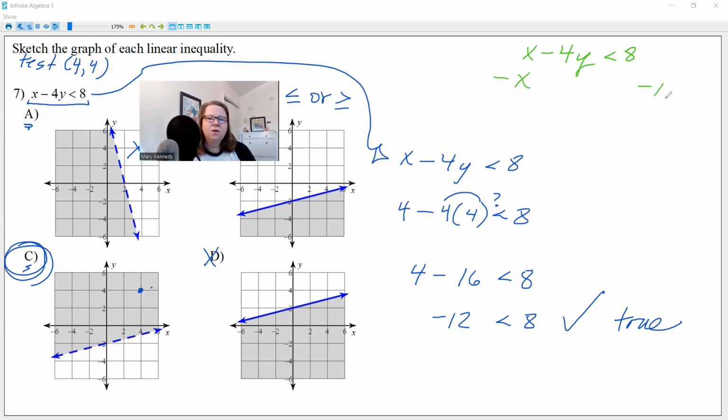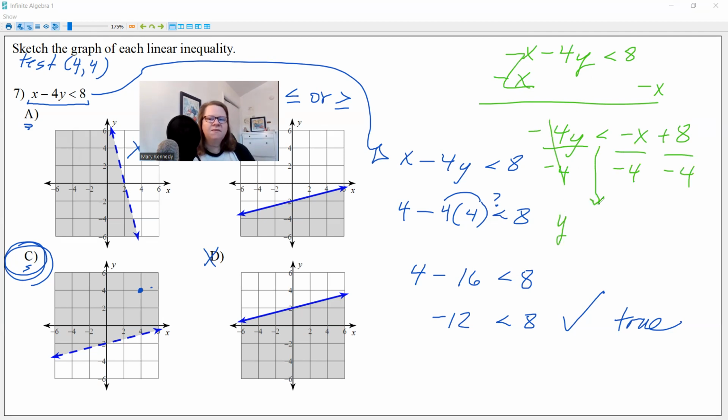I'm going to move x over. I get negative 4y is less than, I'm going to put it in slope intercept form, so I'm going to put the x first and then the 8. And now let's divide both sides by negative 4. So I've got y, and remember when you divide by a negative, it changes the inequality to greater than. And this is going to be 1/4 because there's an understood 1 here. Negative divided by negative is positive, 1/4 x, or you might even have x over 4. 8 divided by negative 4 is negative 2.